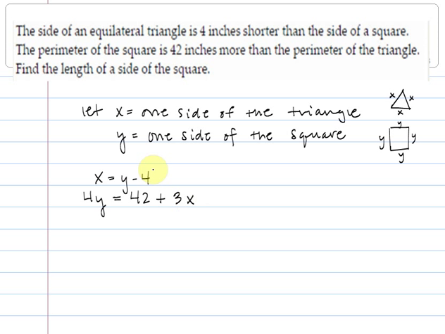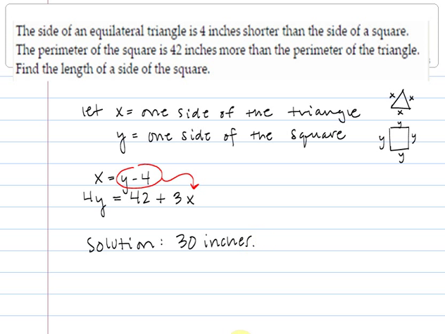So here are the two equations that you can use to solve this problem. Notice that elimination would work really nicely here because you can simply plug in this expression for x into the second equation and then solve from there. And just so you know, the solution for this one is 30 inches.